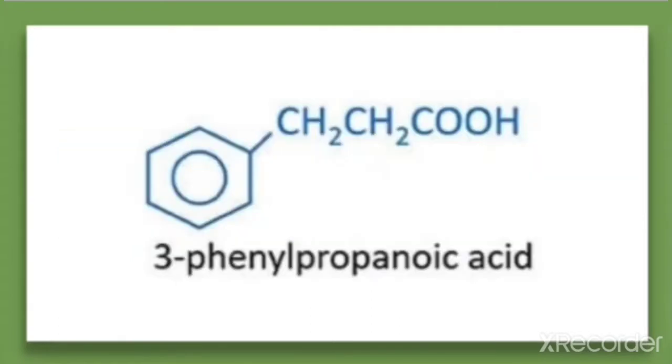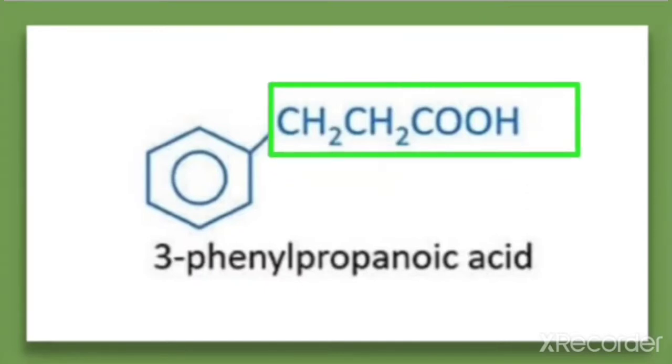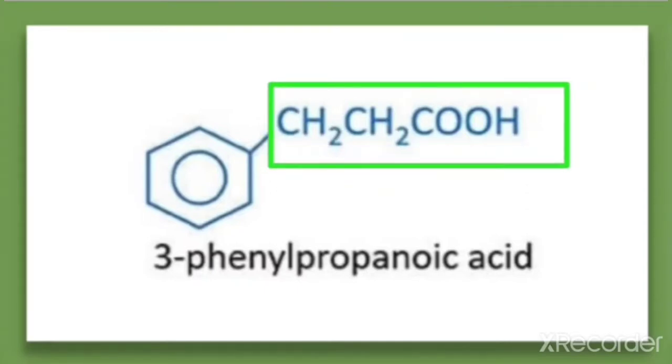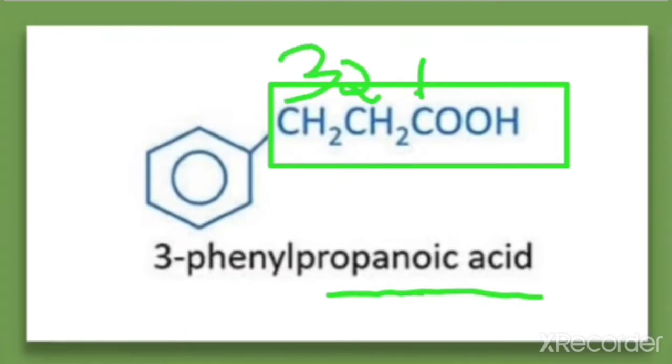When there is one phenyl group, as shown here, this is the main chain, which has 3 carbons, therefore the word root is propane, and because one of the carbons is the acidic group, it is called propanoic acid. And here we have to start the counting from this carbon, that is, more preference has to be given to the acidic carbon, and this is the second carbon, this is the third carbon.